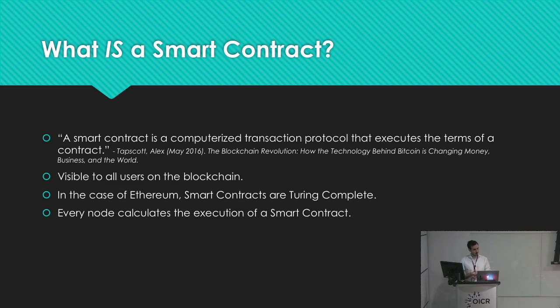Smart contracts that get deployed to the Ethereum network are visible to all users. And in the case of Ethereum, they're Turing complete, so you can solve a lot of interesting problems using smart contracts. And like I mentioned previously, every node on the network calculates the execution of a smart contract.